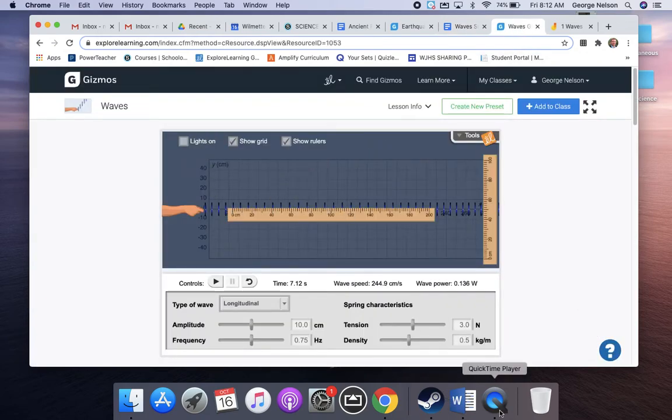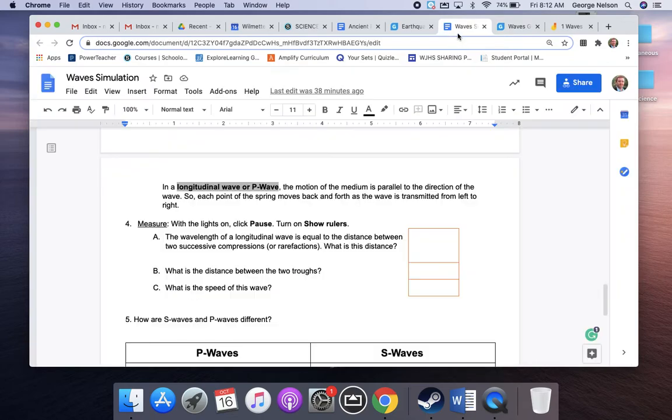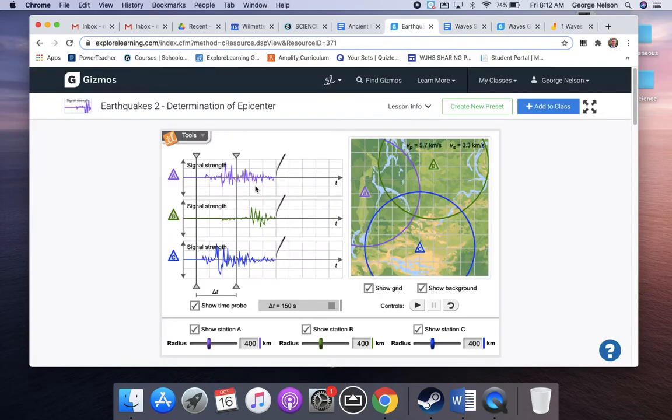I wish we could have done the Slinky Lab. Email me if you have questions or concerns. It's just to give you guys some experience with waves and why our seismographs look the way they do.